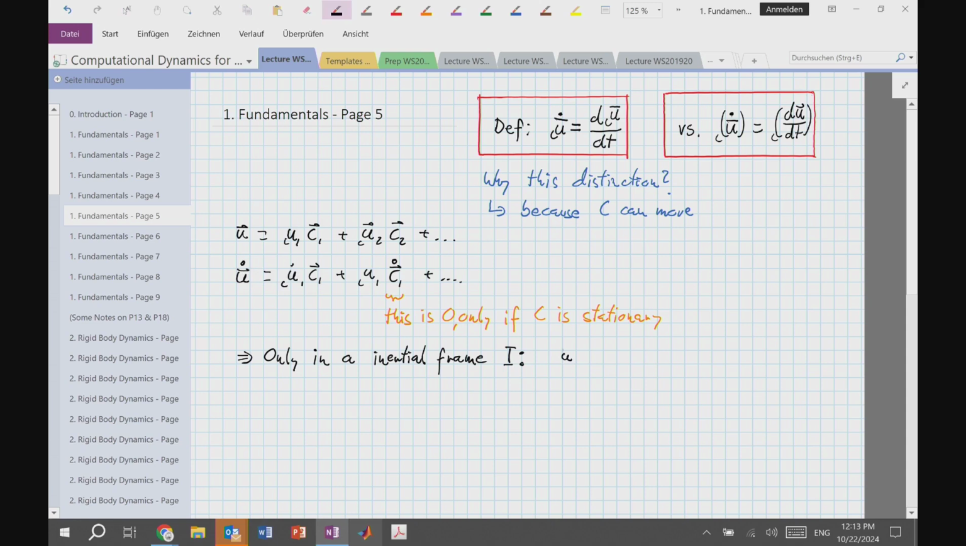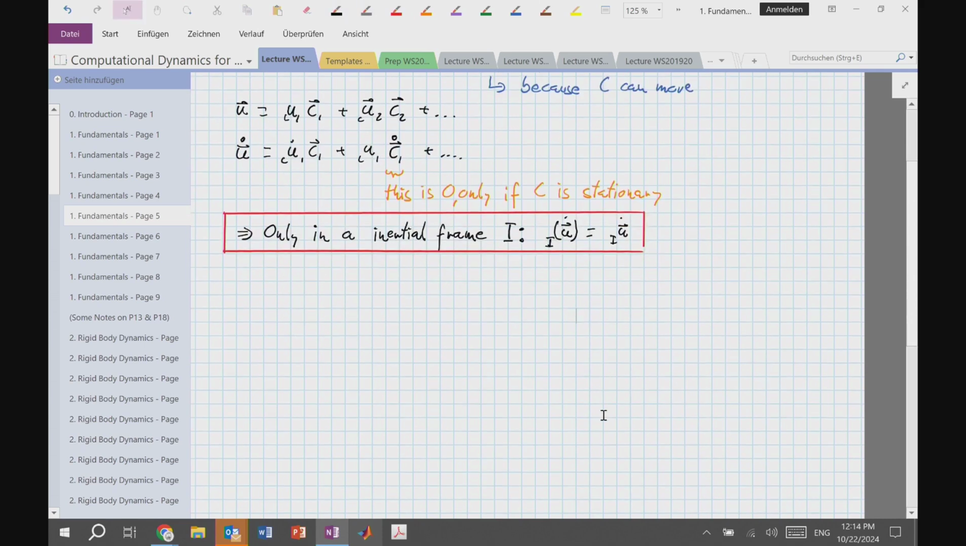So only in such an inertial frame, the coordinates of the physical derivative are the same as the derivatives of the coordinates. Right, so if my coordinate system doesn't move, I don't have to worry about this issue. But if the coordinate system moves, I have to account for this motion of the coordinate system. And this brings us now to the next topic, moving coordinate systems.